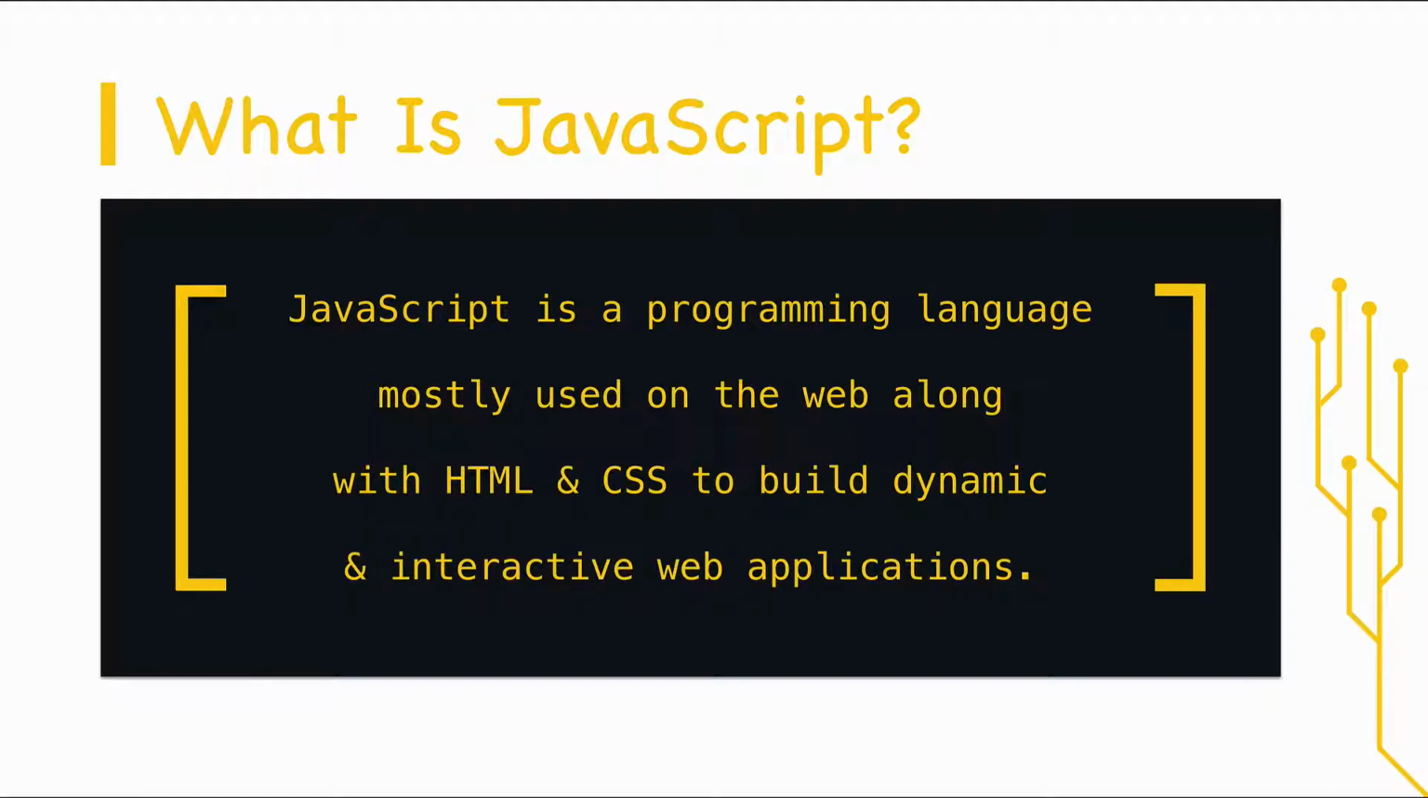JavaScript is different than most other programming languages in the case that it is mostly used on the web, which means it's used on websites and web applications, mostly inside web pages, along with HTML and CSS. HTML, CSS, and JavaScript are the three main web technologies that are used to build websites and web applications. And JavaScript is specifically used to build dynamic and interactive web applications. Building dynamic and interactive applications is not possible with HTML and CSS.